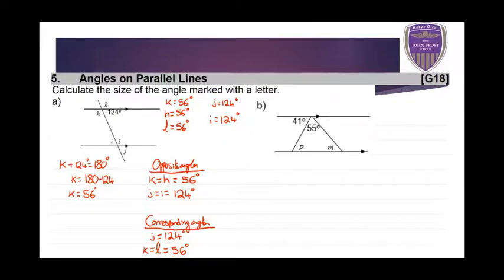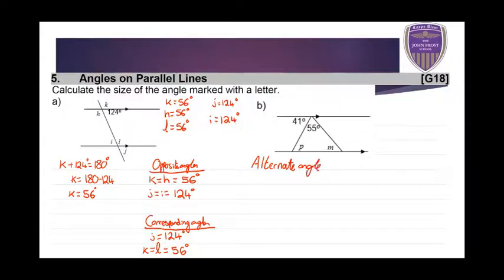So pause the video. Sorry, don't pause the video just yet. I'm going to do question B now. So there's a few things to unpack here, okay? If you looked at question B, you might have recognized that in order to find the angles in this triangle, 55 and P and M had to add to 180, okay? There was one thing you had to do before that, and this is another rule. This is the alternate angle rule.